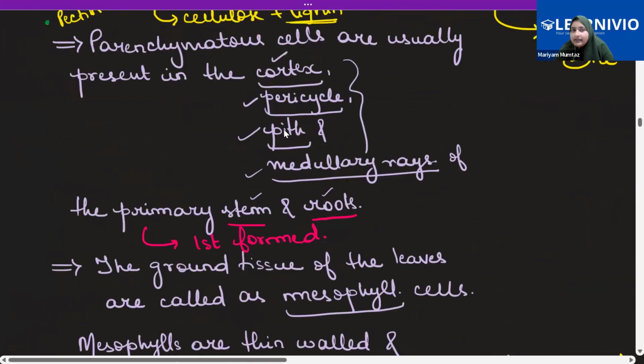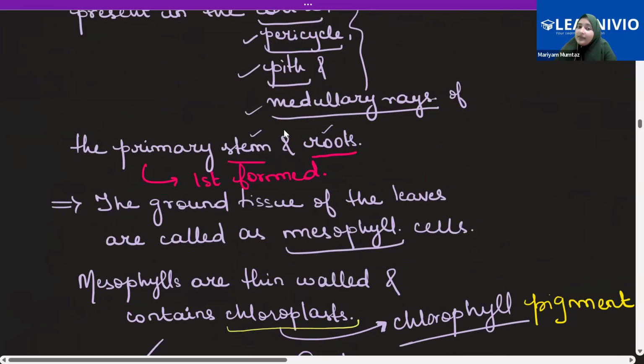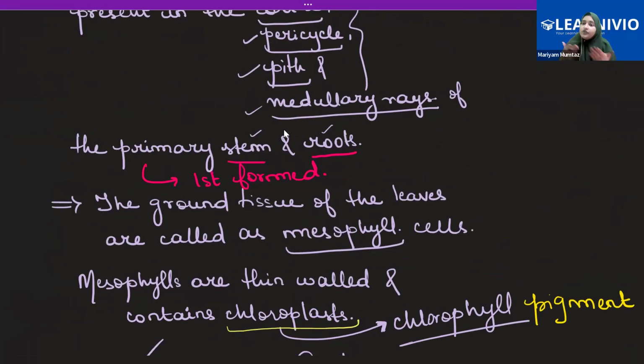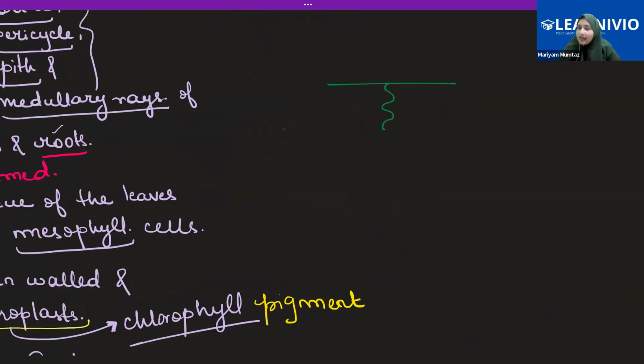So this is the case. The parenchymatous cells are mostly found in these areas of the stem and the roots, particularly the primary stem and the primary root. The first stem or the first root that will be formed for a plant is called a primary stem or root. If this is the plant, below the soil this root is developing, this is your primary root. The roots that develop from here onwards will become secondary and tertiary and so on. Clear?